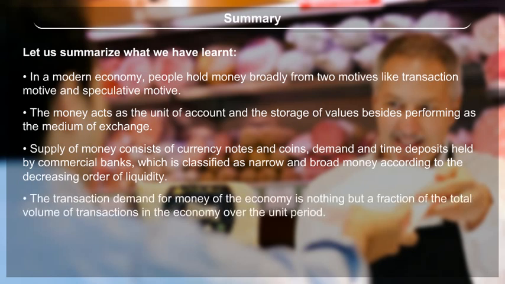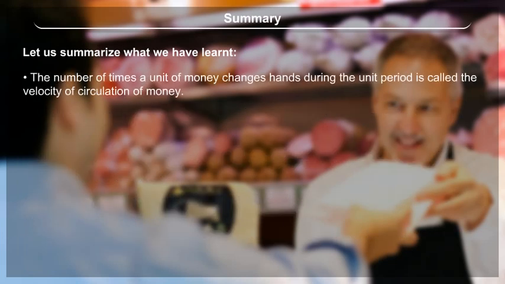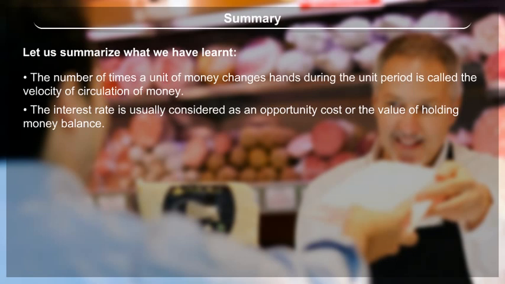The transaction demand for money of the economy is nothing but a fraction of the total volume of transactions in the economy over the unit period. Under competitive assets market condition, the price of a bond must always be equal to its present value in equilibrium. The number of times a unit of money changes hands during the unit period is called the velocity of circulation of money. The interest rate is usually considered as an opportunity cost or the value of holding money balance.